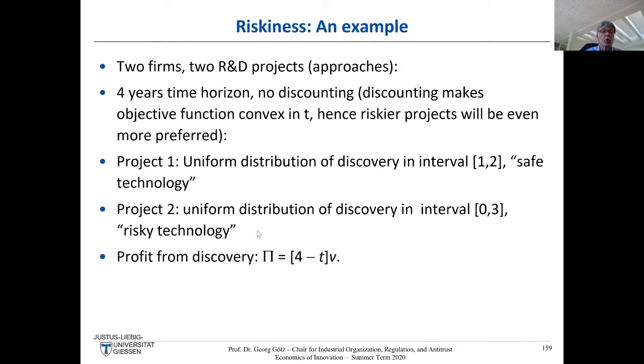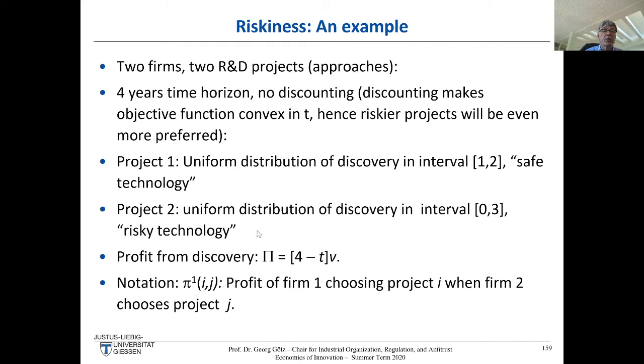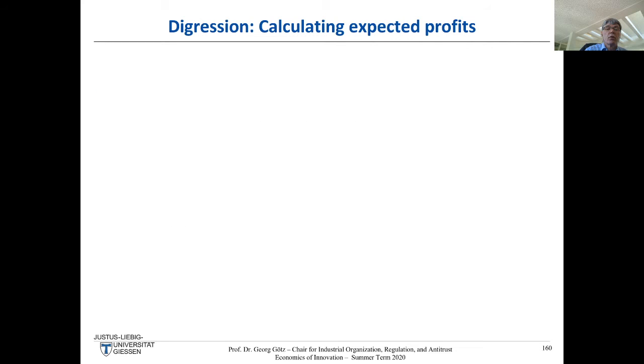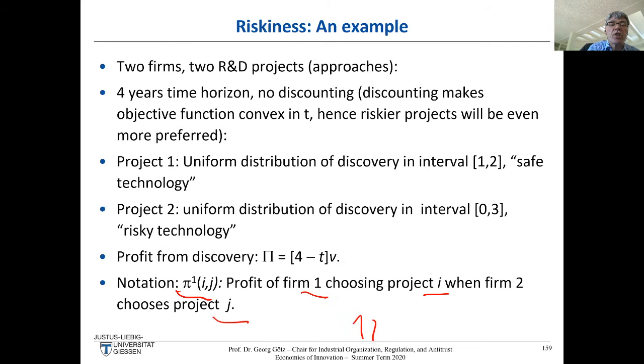So you have these two technologies, and we need some notation. Here we describe by pi 1 ij the profit of firm 1 if firm 1 chooses project i and firm 2 chooses project j. So if we have pi 1, 1, 2, we know that firm 1 chooses project 1 and firm 2 chooses project 2. The two projects, it should be clear.